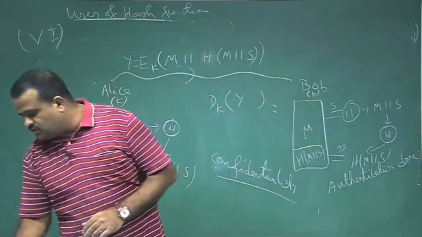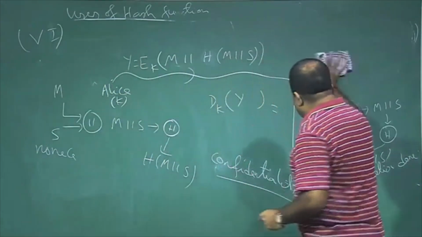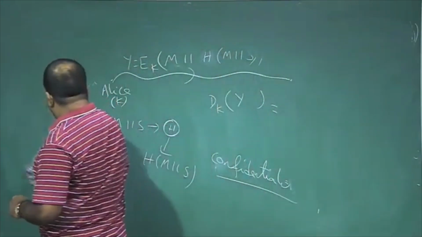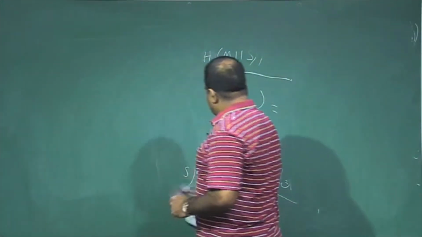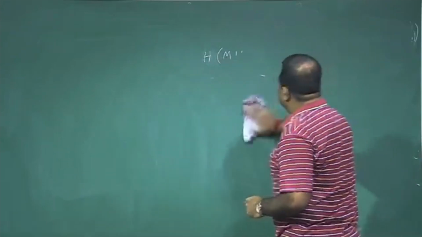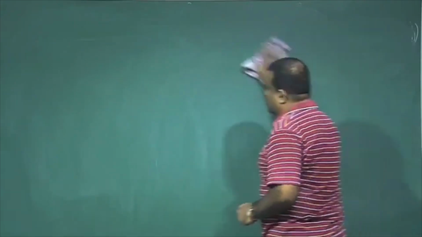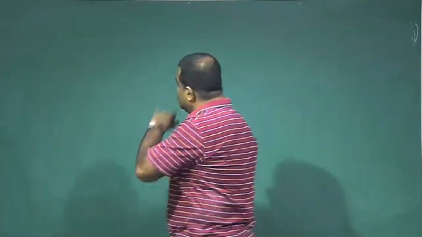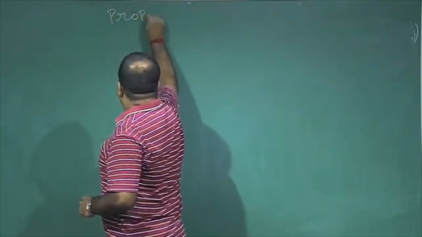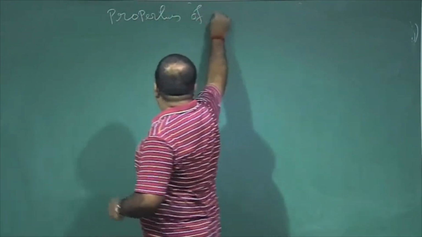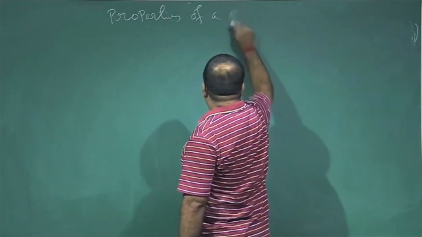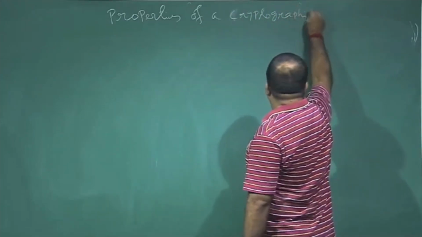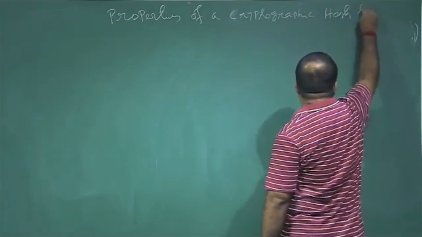Okay. Now, based on the uses, we want to know what properties our hash function should have, otherwise we cannot use it in this cryptography. So, what properties should a cryptographic hash function have? Properties of a cryptographic hash function.